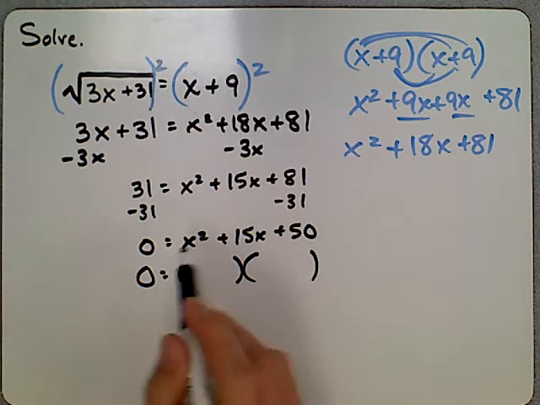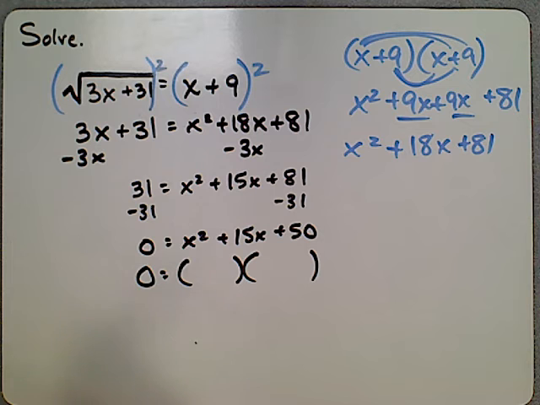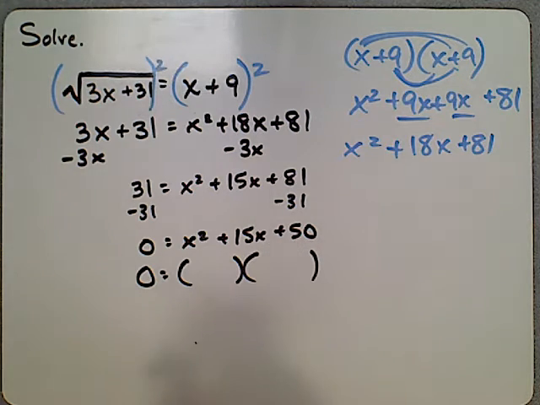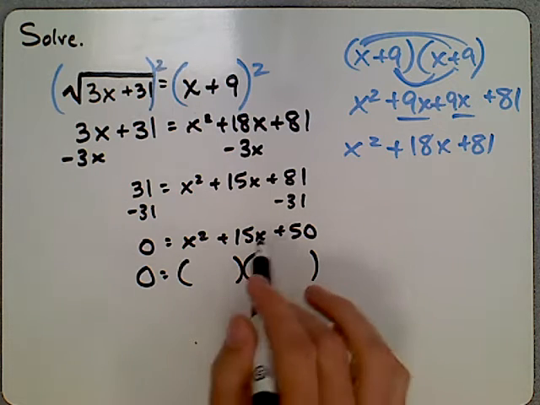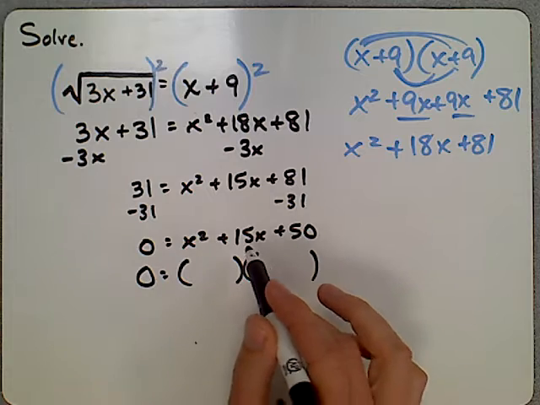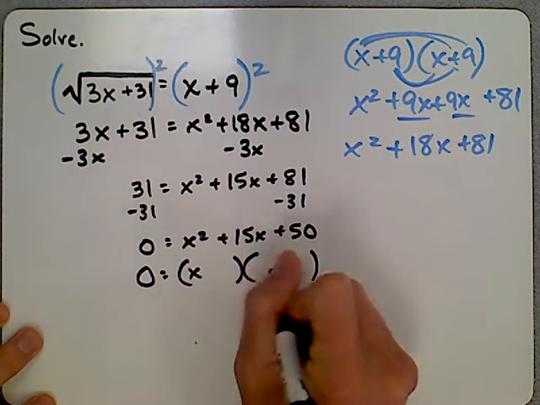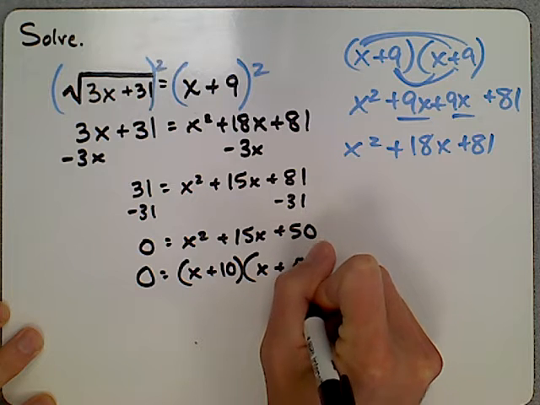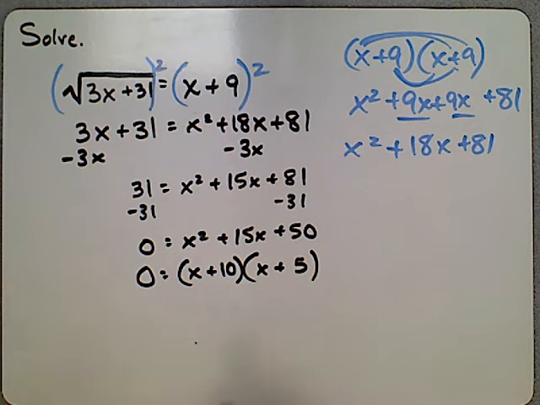Because we have an a value of 1, we don't need to go through the full AC method, and instead can just look at the c value and look for factors that add to the middle or b value. We've got a positive 50 here, so we're looking for two factors of positive 50 that add to 15. Those two factors, in our case, are going to be positive 10 and positive 5. So now we've got 0 equals x plus 10 times x plus 5.